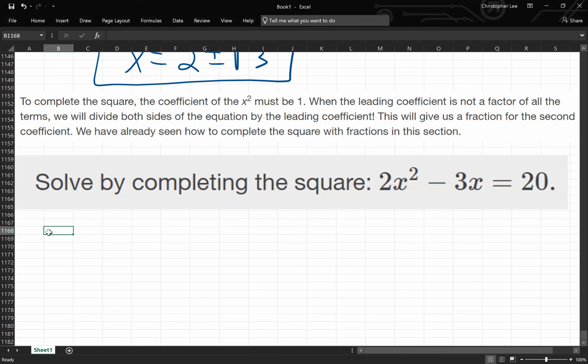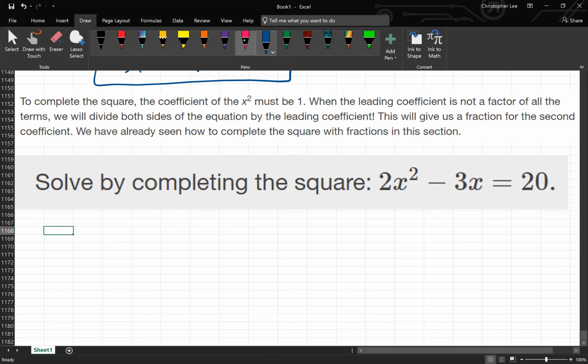Let's say I want to solve this by completing the square. I have 2x squared minus 3x is equal to 20, right? But you notice, though, I can't factor 2 out of this whole thing. So I need to change that coefficient in front of x squared into 1. So watch what I'm going to do. Here's a trick.